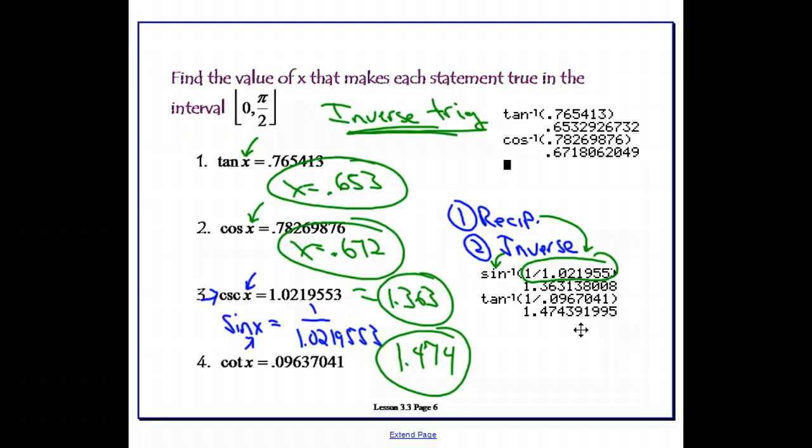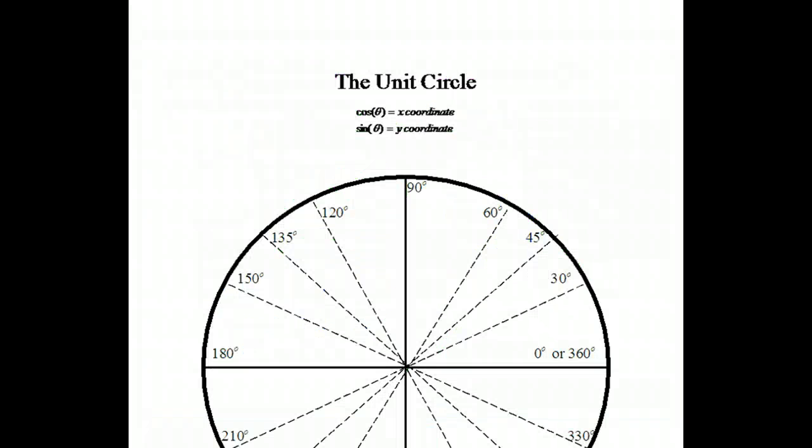And guys, that completes our third section. So you've got your unit circle. Hopefully yours was filled out very nicely. And we are done with section 3. We are done with chapter 3.